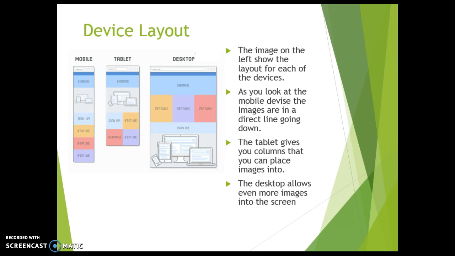The image on the left shows the layout for each of the devices. As you look at the mobile device, the images are in a direct line going down. In the far left image, you see a picture of a mobile device with a single column going straight down. As we go to the middle picture, you see the tablet view. The tablet gives you columns that you can place images into, which gives you more than your mobile phone. As you look at the last image, you see the desktop view. The desktop view allows even more images on the screen.